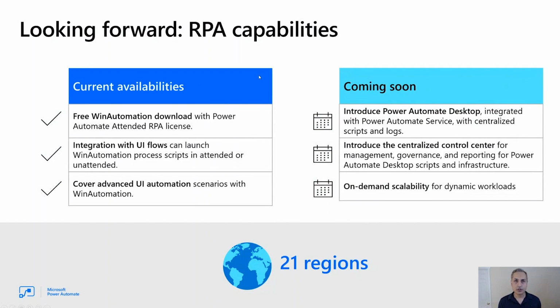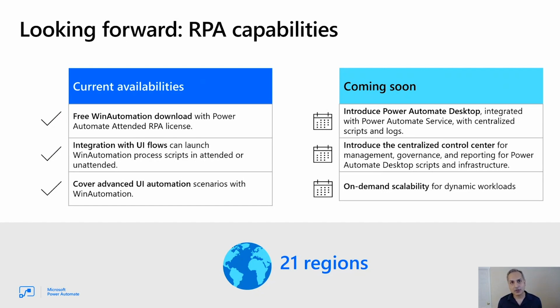First of all, today already you have availability of Win Automation features if you're a Power Automate attended RPA licensed user or a trial user. And with Win Automation, you can cover advanced UI automation scenarios directly right away. And in fact, you can integrate those automation scenarios with UI flows as well. So with UI flows, you can execute Win Automation processes in either attended or unattended mode right away.